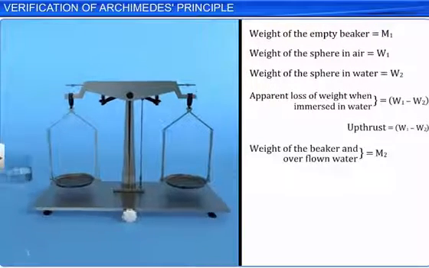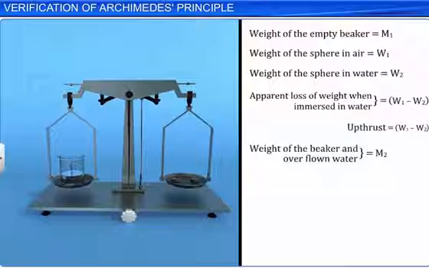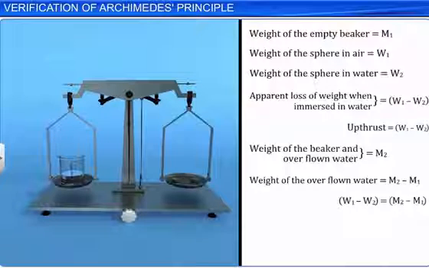Now weigh the beaker along with the water. Let its weight be M2. The weight of the water that overflowed is equal to M2 minus M1. It is found that W1 minus W2 is equal to M2 minus M1.